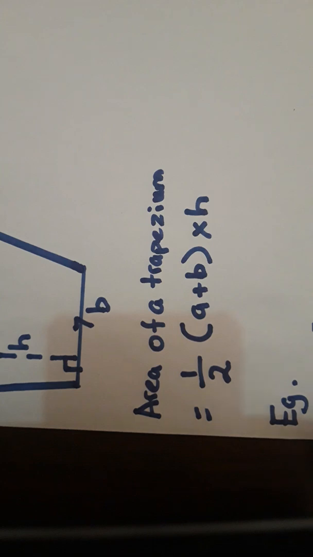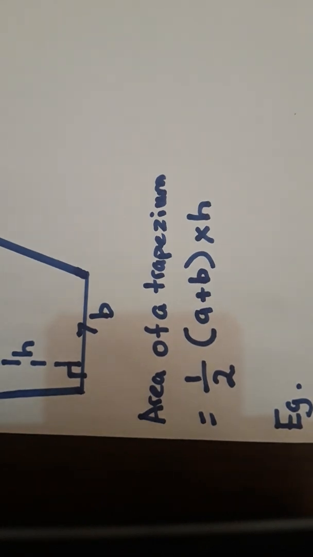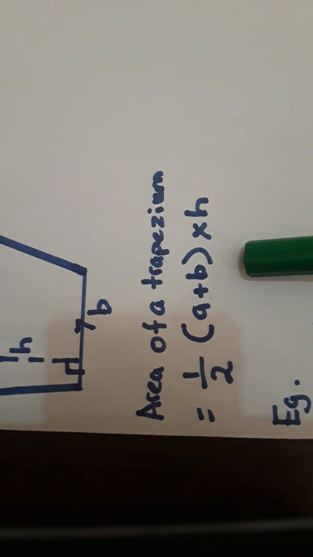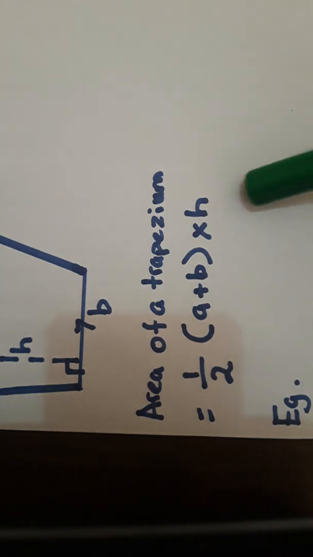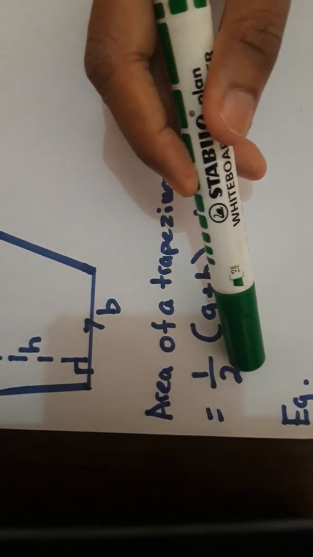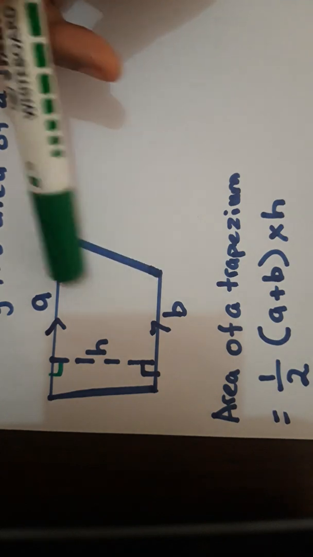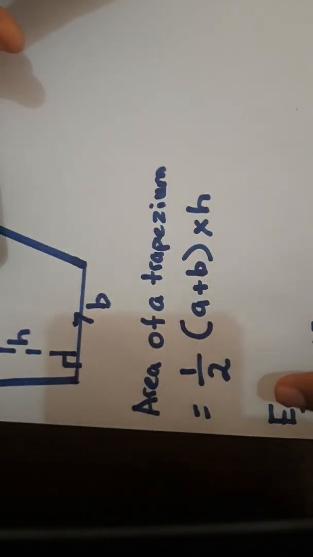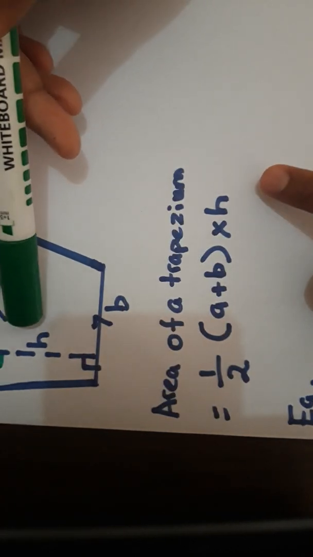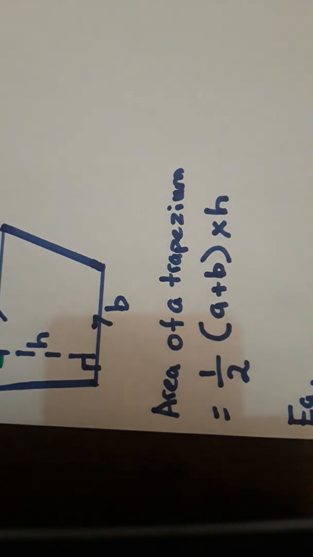The formula for area of a trapezium goes something like this. It is a half of A plus B multiplied by H. So this stands for a half of the sum of A and B. So you're adding A and B together, then you're finding a half of that, and whatever value you get, you're going to multiply that by your perpendicular height. So this would all make sense when we look at an example.